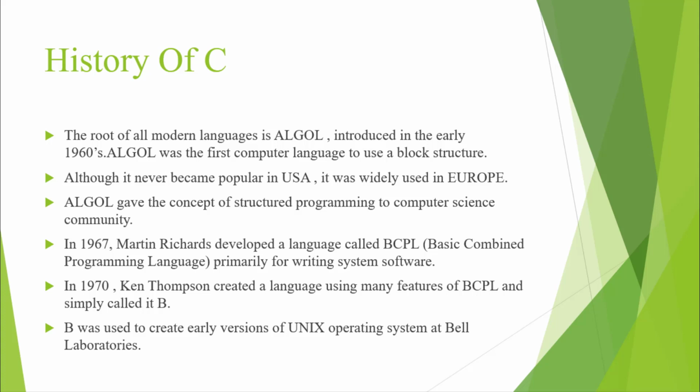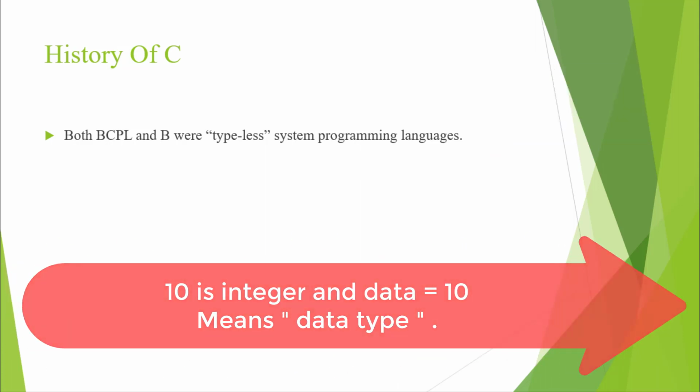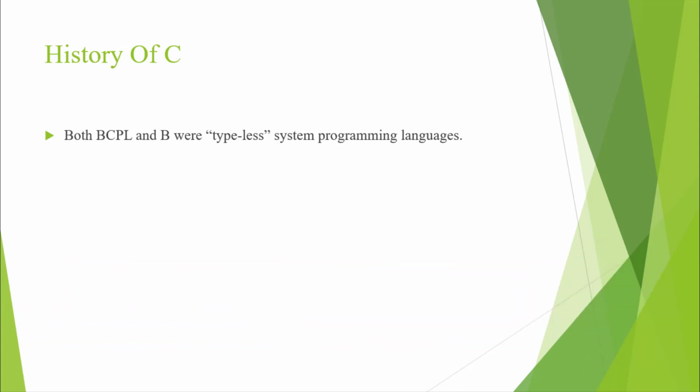B was used to create early versions of the Unix operating system. Like you can see, using B, the Unix operating system was developed at Bell Laboratories. Both BCPL and B were typeless system programming languages. So typeless simply means they have no type. If you have an integer value like int, you have a 10, a number which is an integer, then you can simply say it is an integer. That means you are providing a type to the data. That's why it is known as data type.